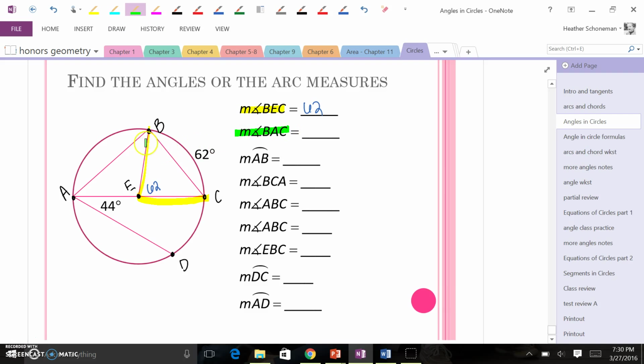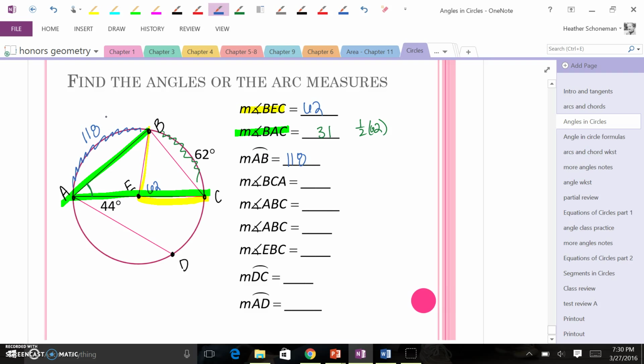Then they want BAC. Well, if I'm looking at BAC, it's formed by two chords, and its vertex is on the circle, so it's an inscribed angle, so this angle is going to be half of the intercepted arc. So half of 62 would be 31. Now they want arc AB. Well, it finishes off the diameter, so 180 minus 62 would be 118. So this is 118 here.